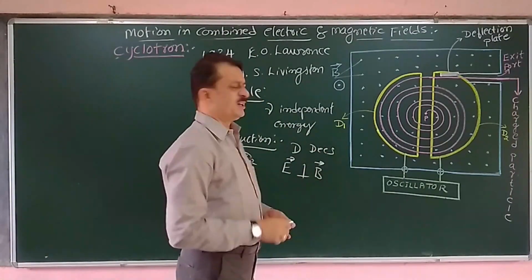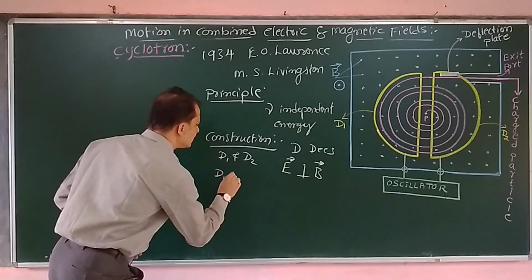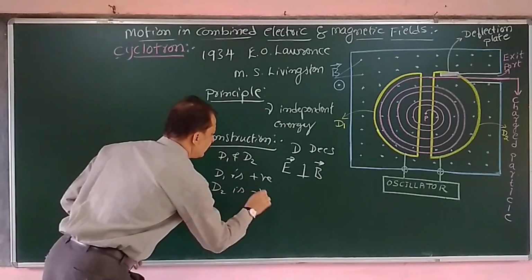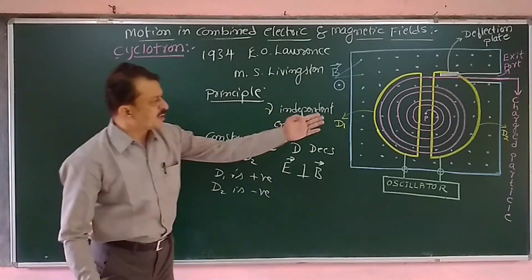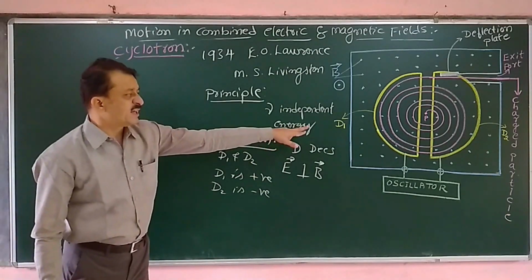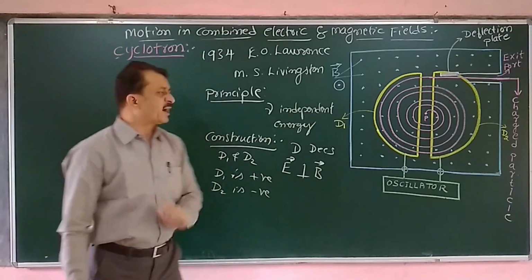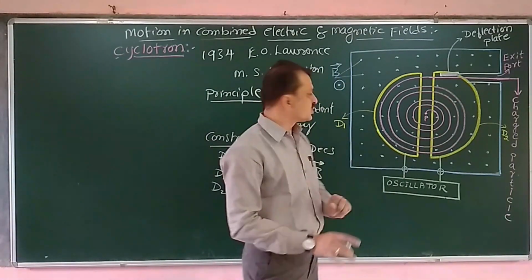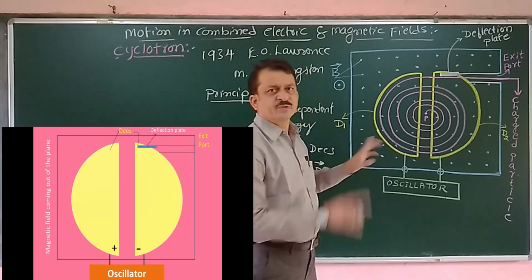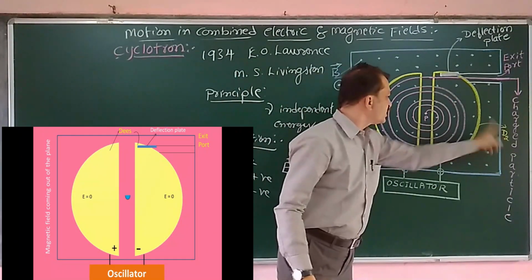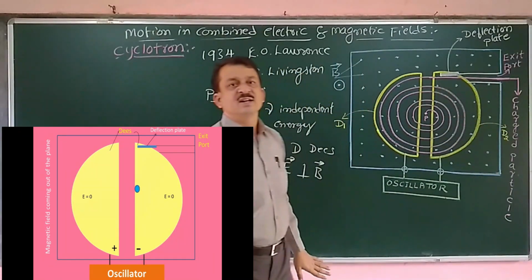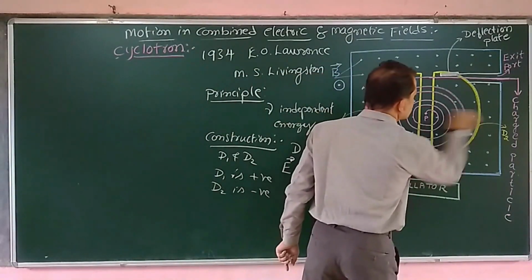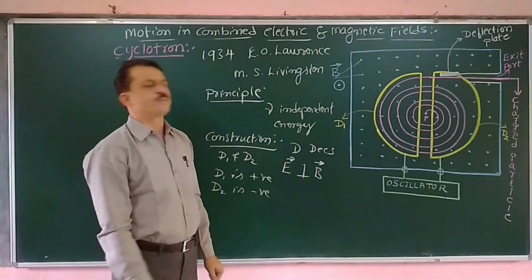Assume that initially D1 is positive and D2 is negative. As and when the particle is released, D1 is positive and D2 is negative. Since this particle is also positively charged, and this D is positive, it gets repulsion, and since D2 is negative, it gets attracted towards D2. Therefore, because of the electrostatic force, it tends to move towards D2.